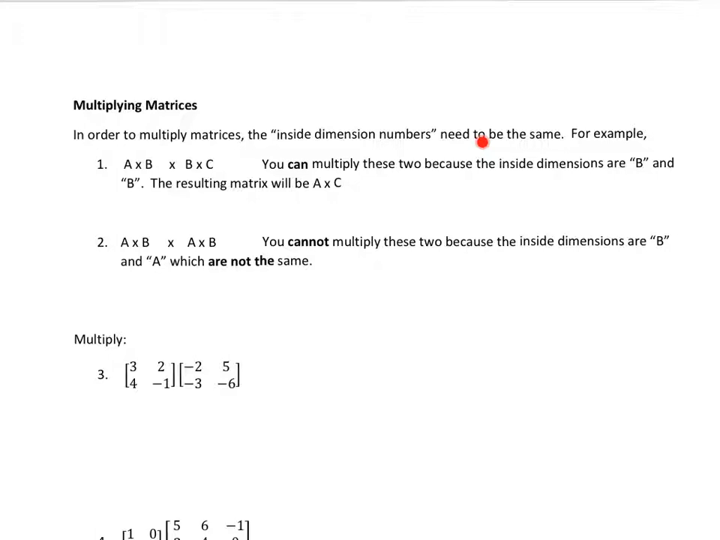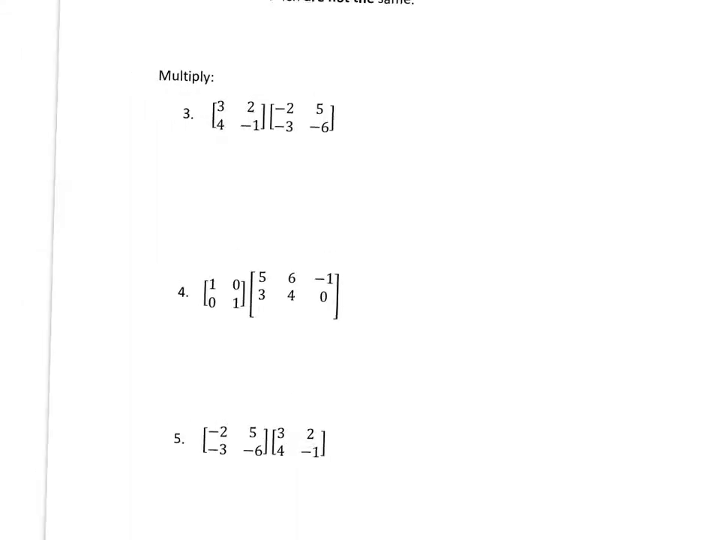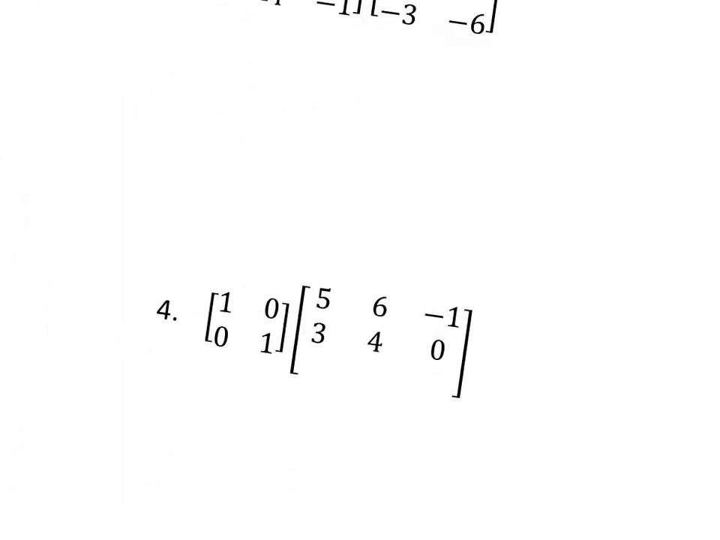So if you multiply a 2 by 3 matrix times a 3 by 4 matrix, you're going to get 2 rows and 4 columns. So before you multiply them, these 2 inside ones have to be the same. These 2 numbers are not the same, because this B and A are not the same, so you can't multiply them. So let me show you how to multiply matrices.